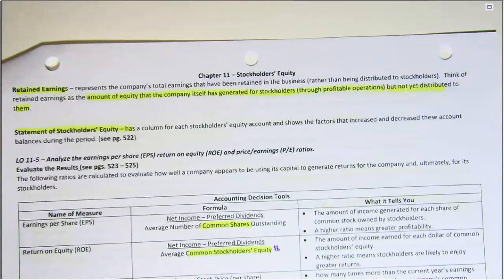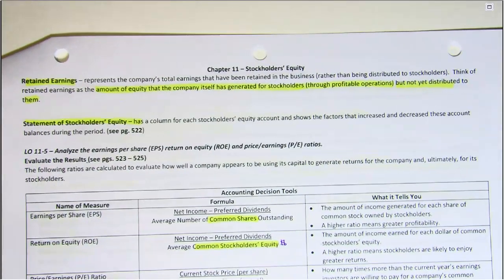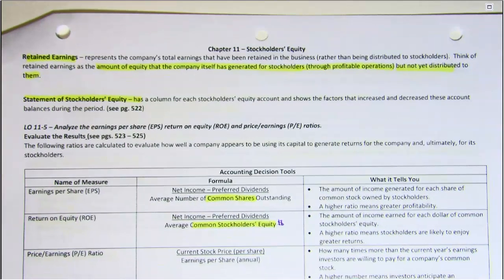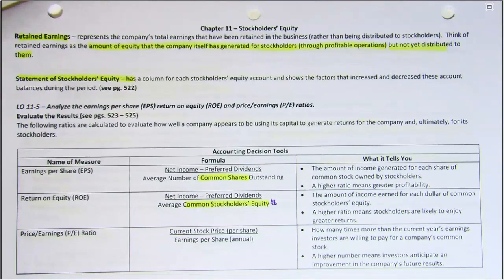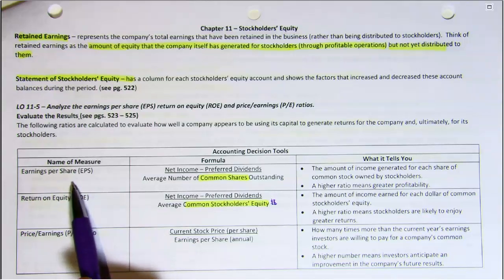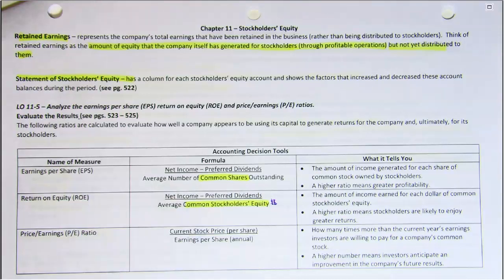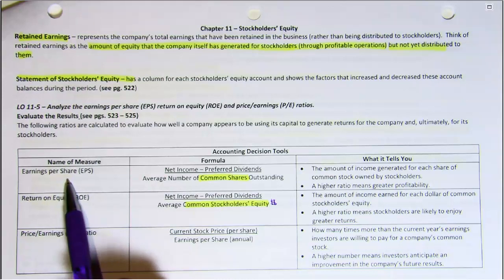Finally, in Learning Outcome 11-5, there are 3 metrics or ratios that they're introducing in this chapter, and we will see them again in chapter 13. The first is earnings per share, and this calculation is usually shown on the face of the income statement. What it basically calculates is how much of net income has been generated per each share of common stock. So this really should say earnings per common share.